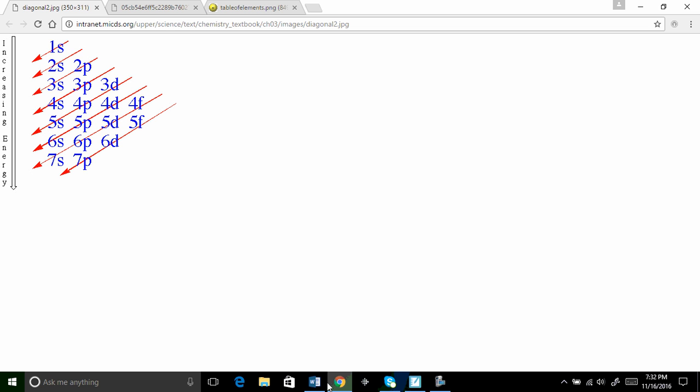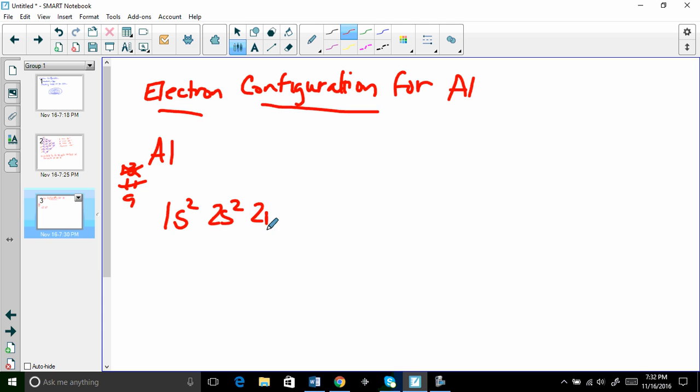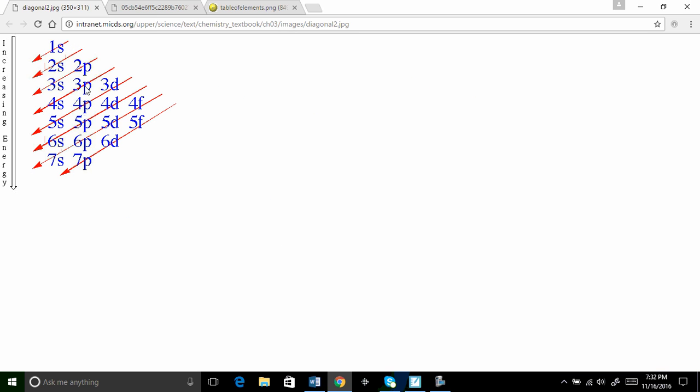But now this is interesting. P orbitals can hold a maximum of 6 electrons. Because 9 is bigger than 6, they all go in here. 9 minus 6 is 3. Aluminum is 13 electrons. 2 plus 2 plus 6, we've placed 10 of them. We have 3 left. Now, what fills after 2p?